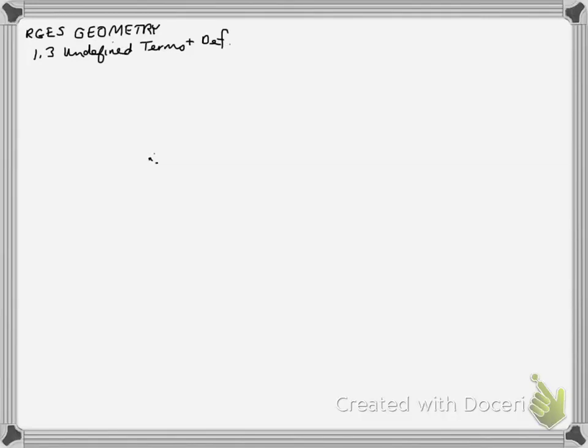Welcome to Regis Geometry. This is section 1.3, Undefined Terms and Definitions. Please turn in your book to page 9 and read the aspects of a good definition and the example problem. This is very important, but I think you can read it on your own.